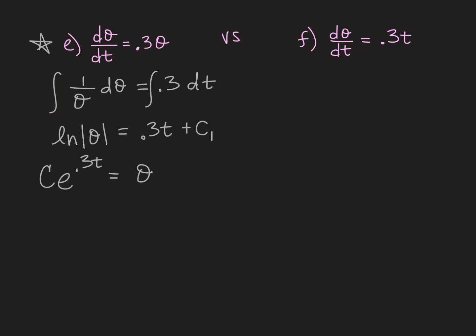So in part F, on the right-hand side, we have the variable t. So there's not as much rearranging here. We're just going to multiply both sides by dt. So now when I integrate, I'll have theta equals, no natural log. Then I can use the integration power rule.